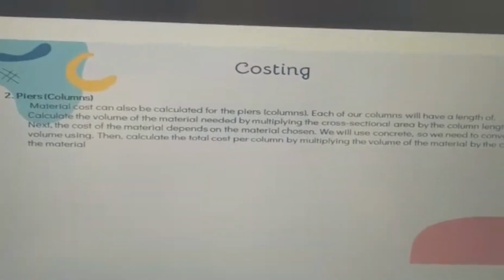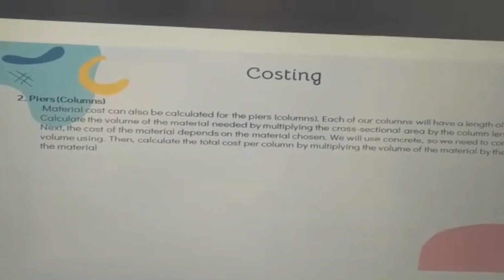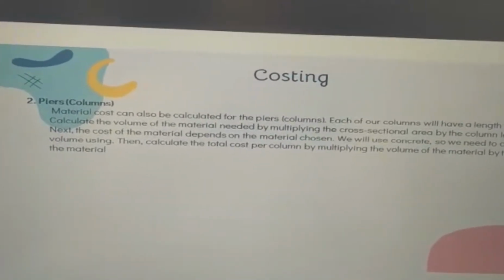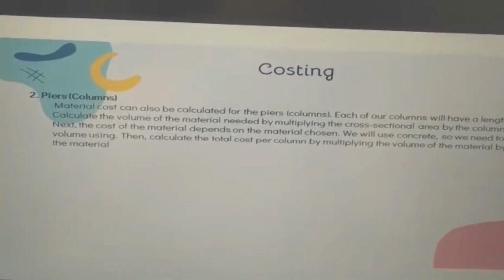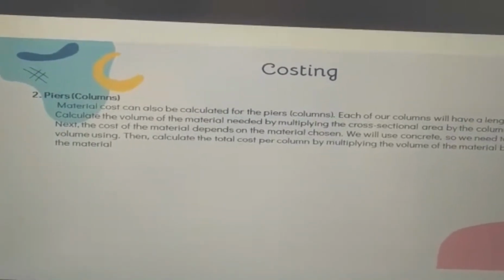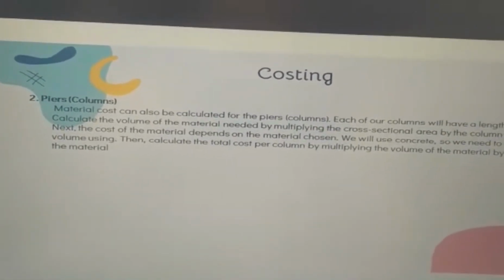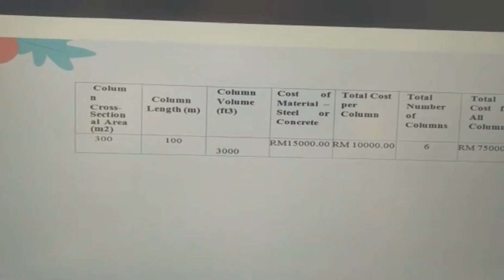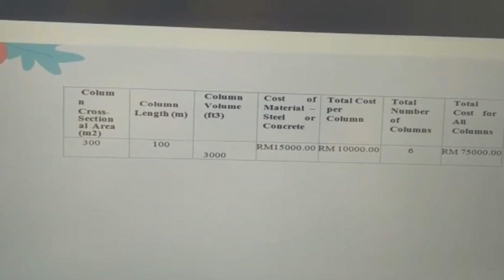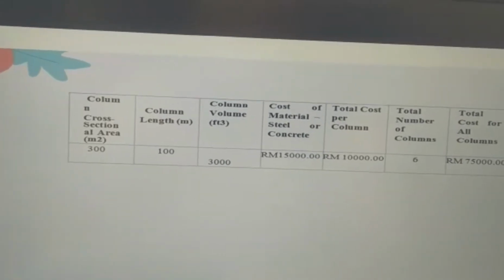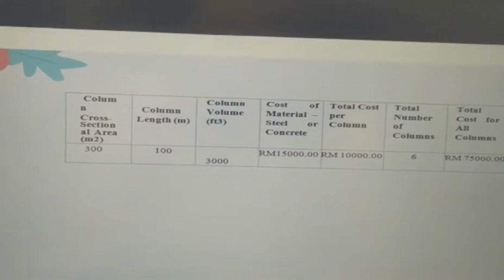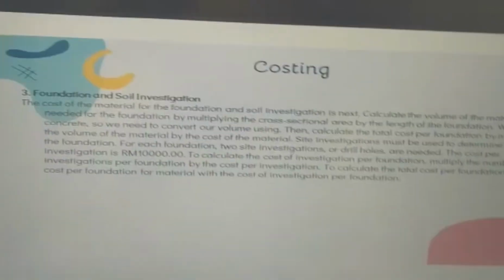Next is the column part. Material can also be calculated for the columns. Each of our column will have a length of 100 mm. Then we calculate the volume of the material needed by multiplying the cross section area by the column length. So we have the cross section area of 300 meter square, column length is 100 meter, so we have 3000 meter cube. So the total cost for 6 column will be 75,000.